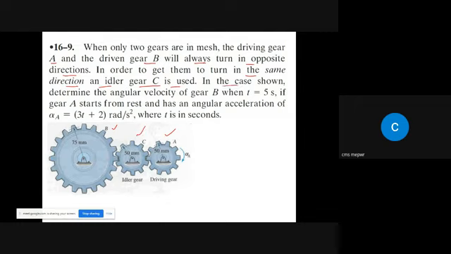In the case shown, determine the angular velocity of gear B when t is equal to 5 seconds. If gear A starts from rest, so initially gear A starts from rest and has an angular acceleration given in terms of time, where t is in seconds. So what is basically required? They want to find out omega B, right? So this problem is very simple.